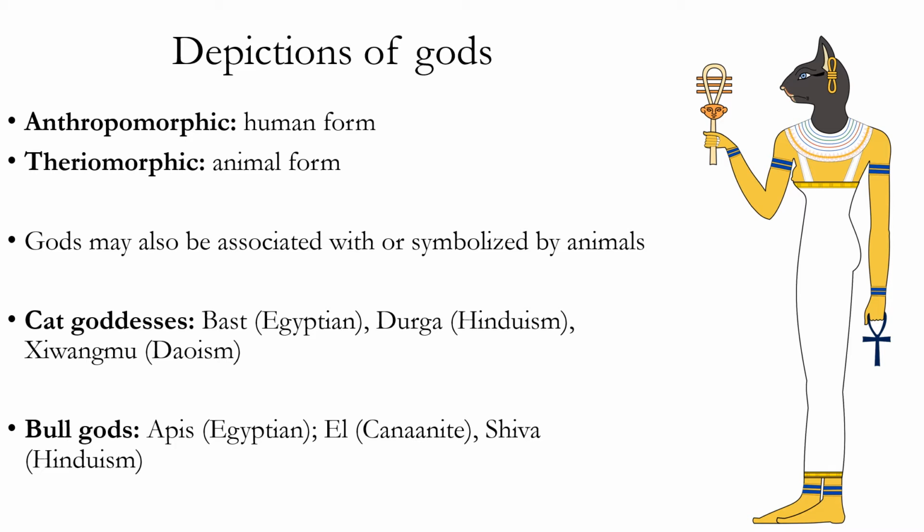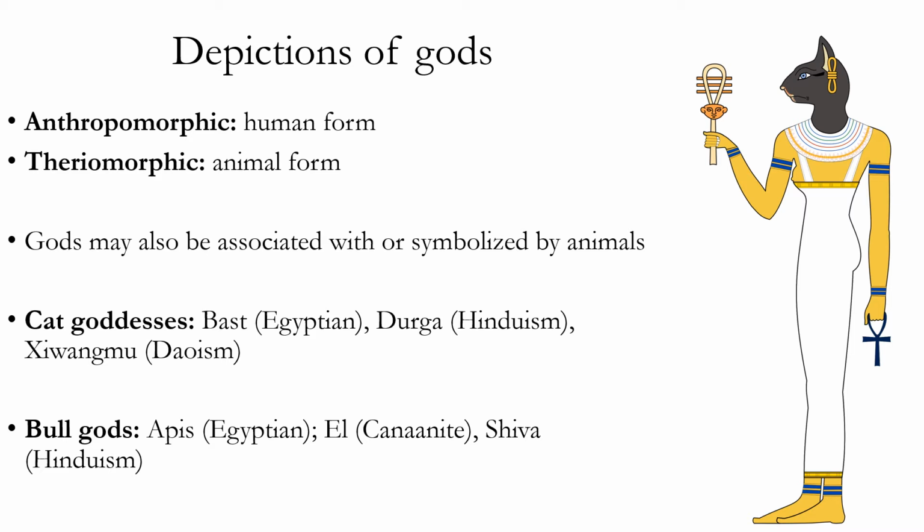So on the right is depicted in the image the ancient Egyptian goddess Bast, who in this case is depicted as having a human body and the head of a cat. Earlier in Egyptian history, she was depicted just as being a cat, and this is a kind of split form. It was common at a certain point in ancient Egyptian religion to depict the gods as having the body of a human but the head of some animal, such as a cat in this case. There are other goddesses who are associated with cats, including tigers. Durga in Hinduism and Shiwangmu, or the Queen Mother of the West, in Taoism.